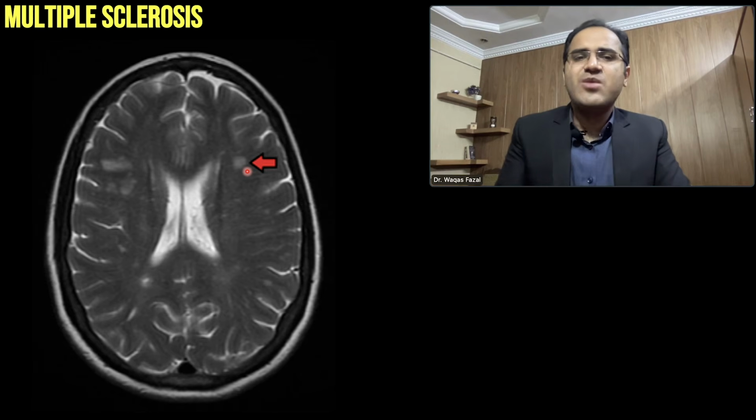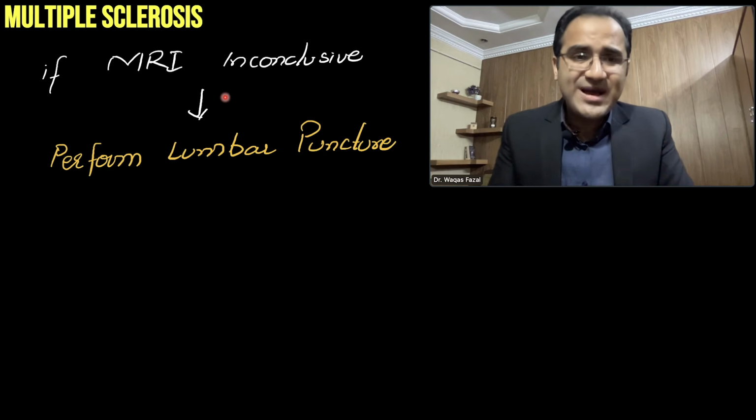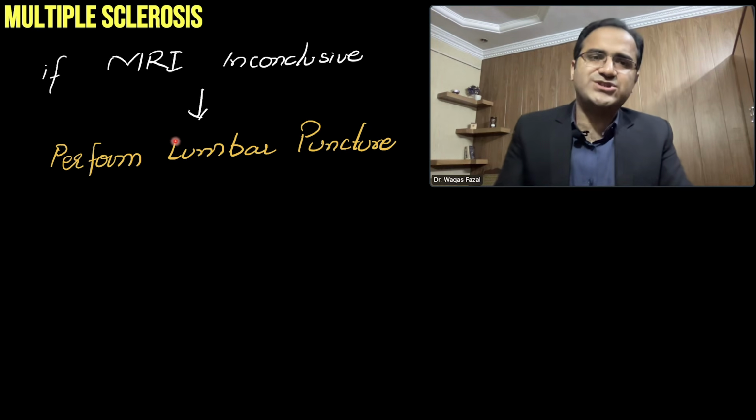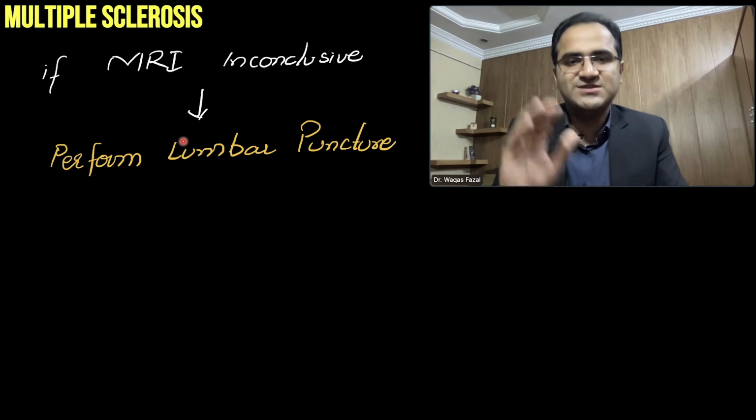If the patient is having neurological findings and with that you find lesions like these on MRI, it is most likely multiple sclerosis. If you cannot do an MRI, or if the MRI is inconclusive, then you can perform a lumbar puncture. But remember, lumbar puncture is a supportive investigation. The main investigation is always the MRI.